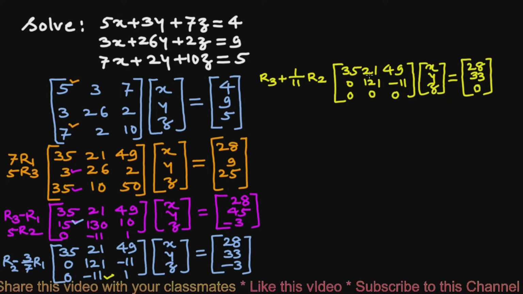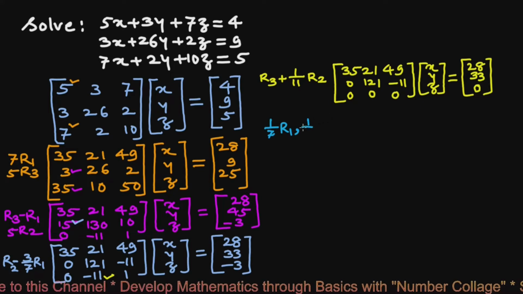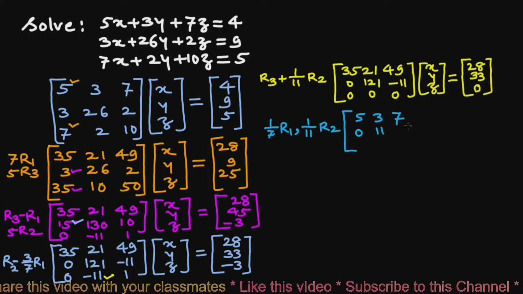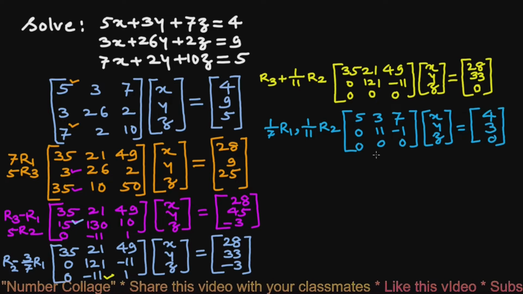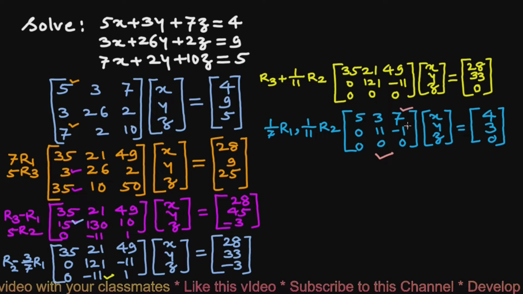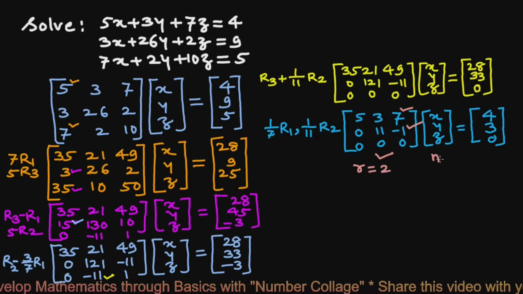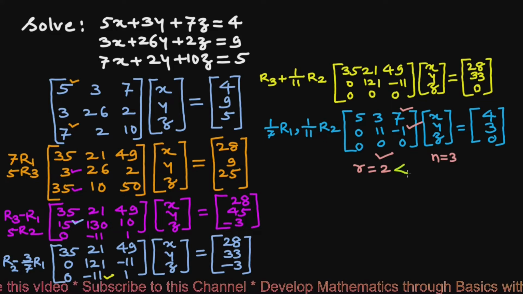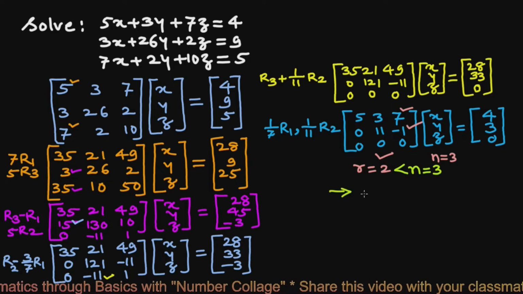We will reduce the first row by 1 upon 7 R1 and R2 by 1 upon 11 R2. So 5, 3, 7, 0, 11, minus 1, 0, 0, 0, and 4, 3, 0. Now this is the row echelon form of matrix A, and since there are two non-zero rows in matrix A, its rank is 2. Here the number of unknowns is 3, and since the rank of matrix A is less than the number of unknowns 3, it implies the equations have infinite solutions.